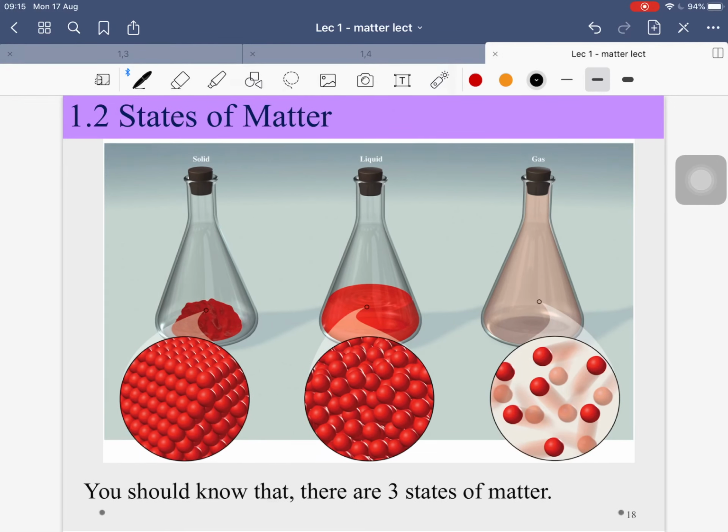Now, as you can all see, there are three states of matter, which are solid like this, liquid and also gas. And here are the particles. If you zoom in, these are the particles of solid, very closely packed and rigid, and these are the particles of liquid, and these are the particles of gas, which are very far apart.